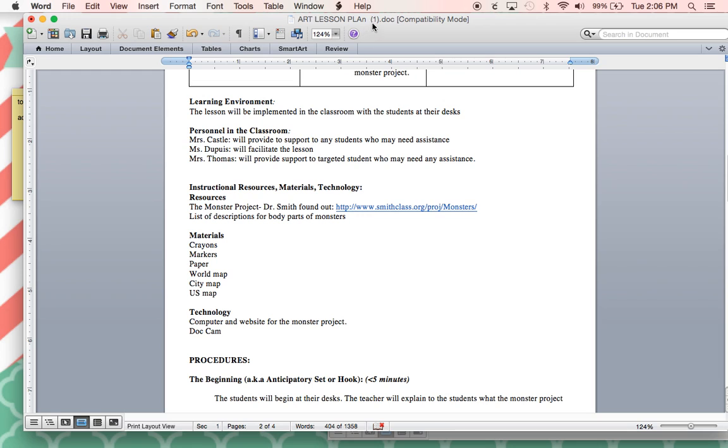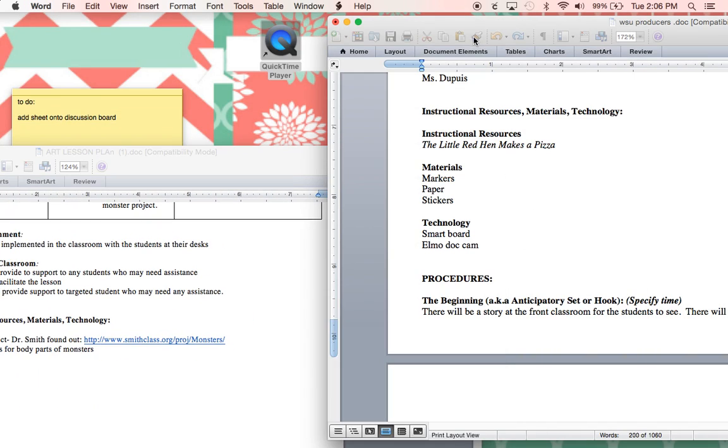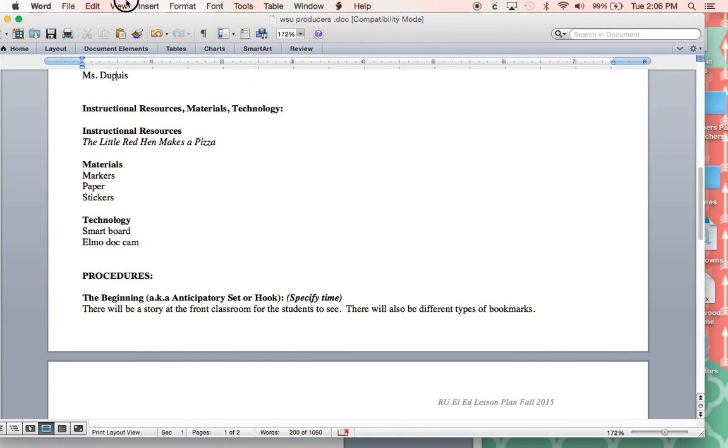And then another example that I have is from when I was blocking, and I had a story as an instructional resource because I read the story out loud, and then I had markers, paper, and stickers, and the smartboard and the Elmo DocCam that we used during my lesson. So those are the 3 instructional resources, material, and technology aspects of the lesson plan, and some examples of what I did.